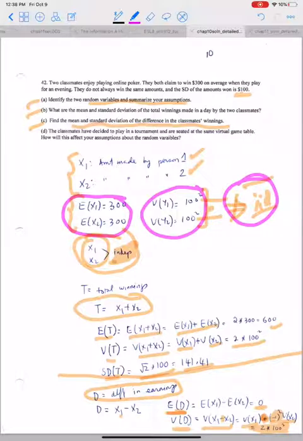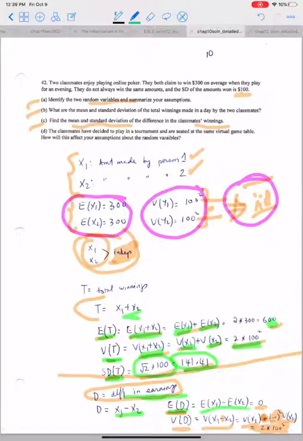So find the mean and the standard deviation of the total winnings, that is the mean and the standard deviation of X1 plus X2. So the expected value of that is the expected value of X1 plus the expected value of X2, which is 600. Variance of X1 plus X2 is the variance of X1 plus the variance of X2, which is 2 times 100 squared. The standard deviation of the total winnings is the square root of the variance, which is equal to 141.41.